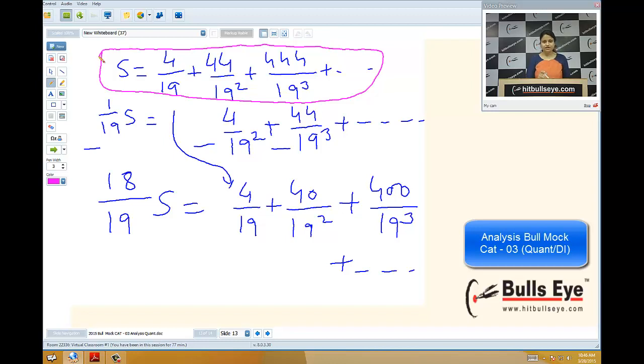See, first of all, what was the process? We multiplied the whole series by the common ratio, that is 1 by 19. Then we subtracted it. If you subtract 1 by 19 of anything from itself, you will get 18 by 19 of that thing. Now the first term as it is, same denominators. Now what was the second term? 44 minus 40. What was the third term? 444 minus 44. I don't want to write this stuff. If you know the procedure, you can write it directly. Now come to the question.